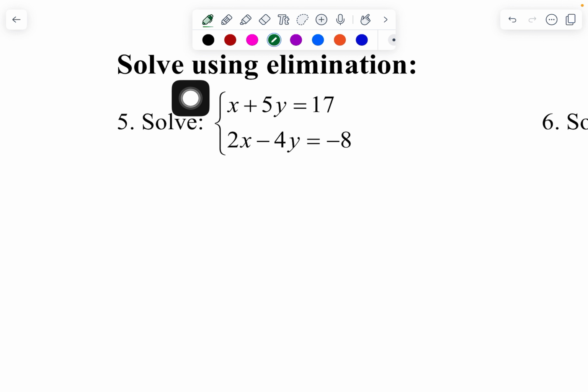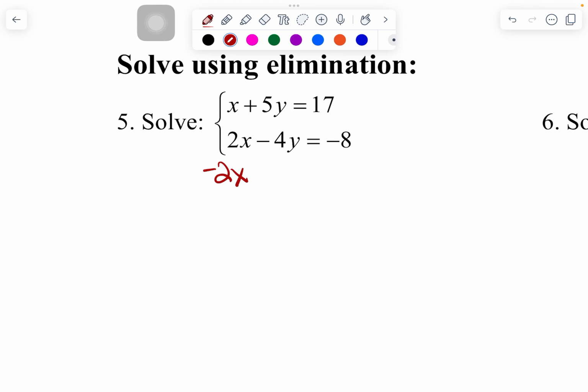What you want to do is create a situation where you have one of your variables, either x or y, that has the same number, but one of your equations has a positive value and one of your equations has a negative value. So for example, in this problem, I can already see that this bottom equation has a positive 2x. Lovely. What I would like to see is this top equation then have a negative 2x. Well, let's just say I make it negative 2x.